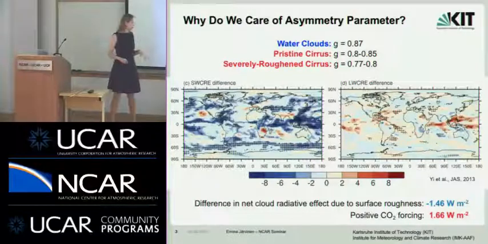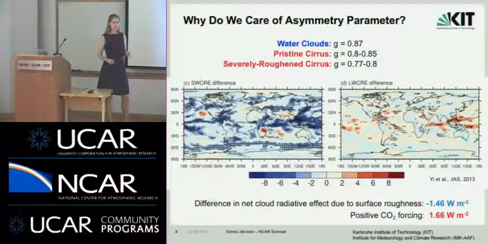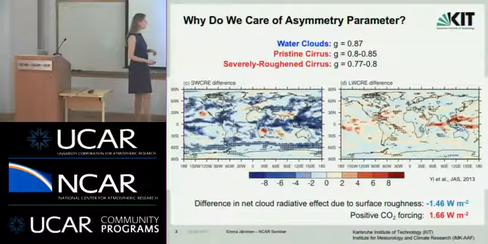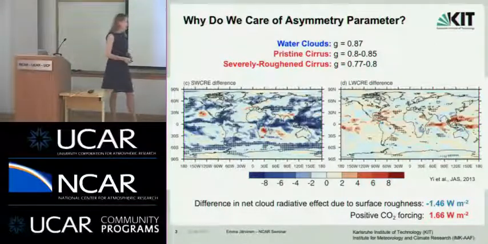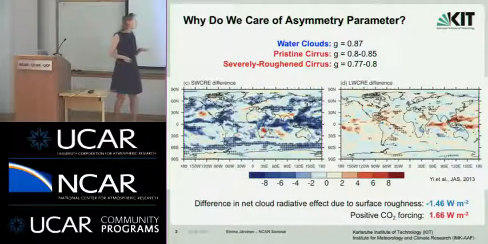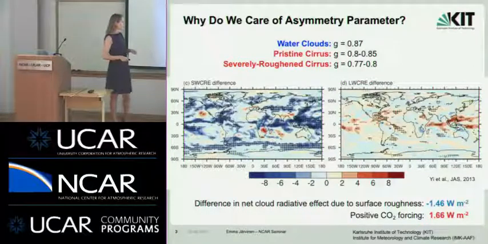And what they got, by just changing the surface features of the ice crystals, is a difference in the net cloud radiative effect of almost 1.5 watts per square meter. That is comparable to the positive CO2 forcing. So indeed, it is really important to get the asymmetry parameter of the ice clouds correctly.